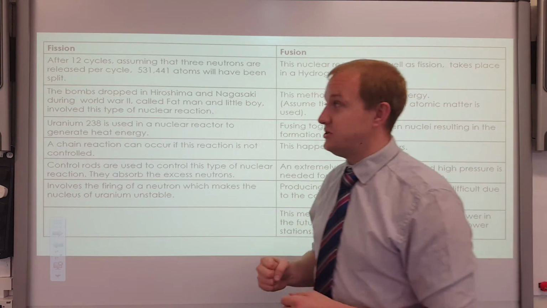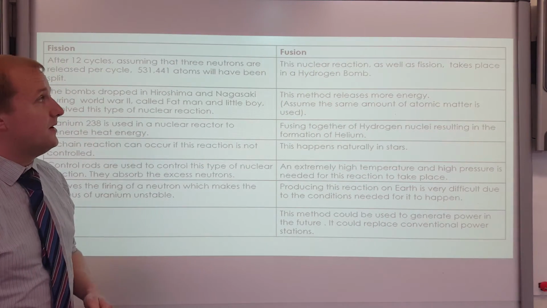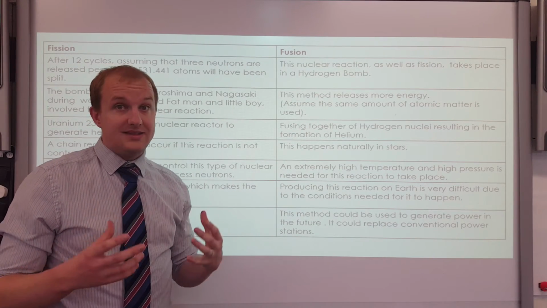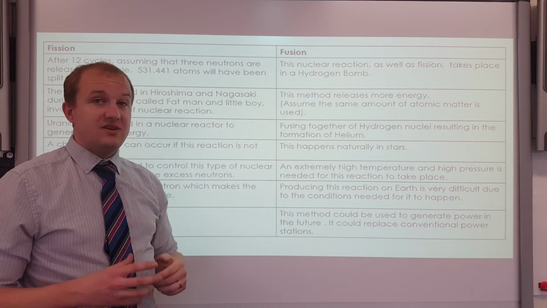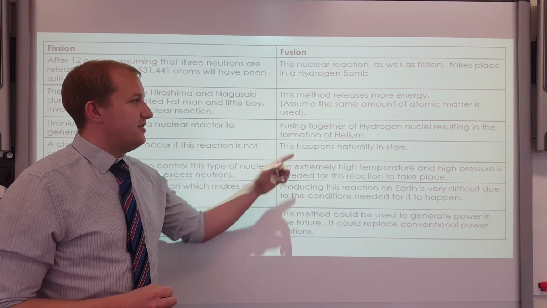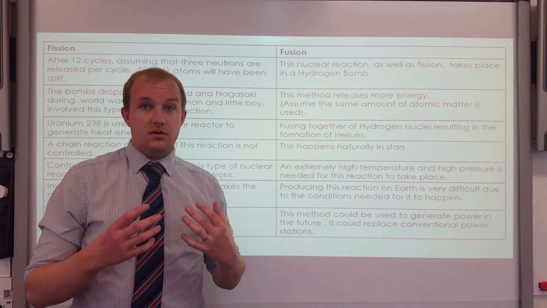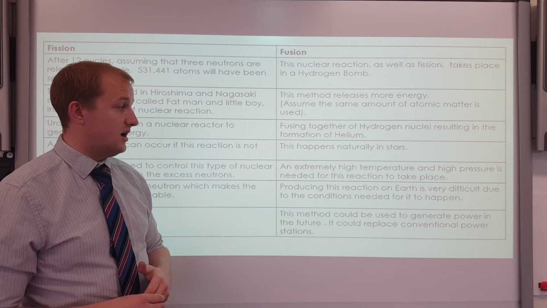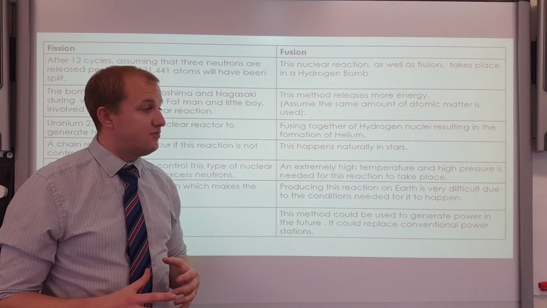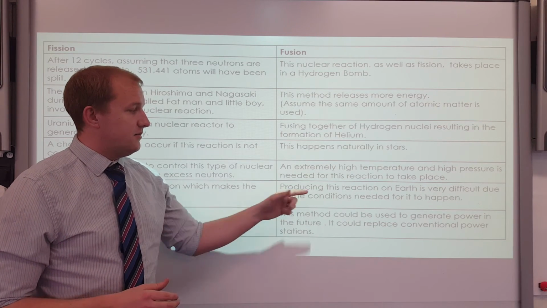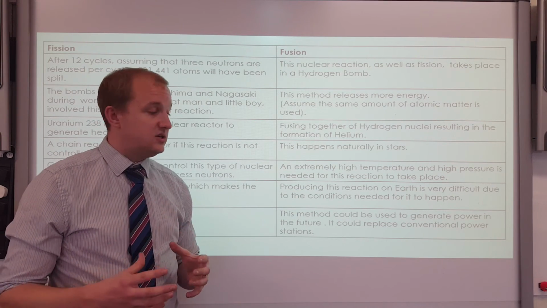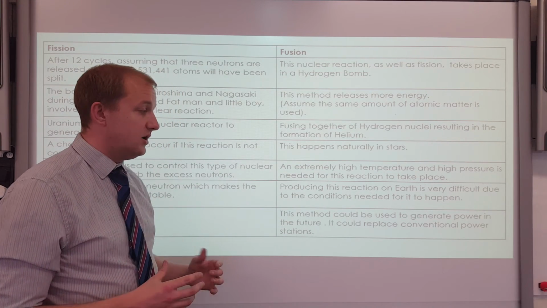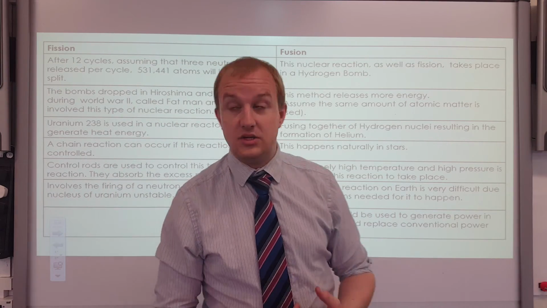We can see here a comparison between nuclear fission and nuclear fusion. Fusion takes place in a hydrogen bomb, whereas fission takes place in a nuclear reactor. This method releases far more energy than nuclear fission. The fusing together of hydrogen causes the formation of helium. This is a process which happens naturally within stars. It needs an extremely high temperature and a high pressure to take place. Producing this reaction on Earth is very difficult due to the conditions that are needed for it to happen, and this method could be used to generate electricity in the future, and it could replace conventional power stations.